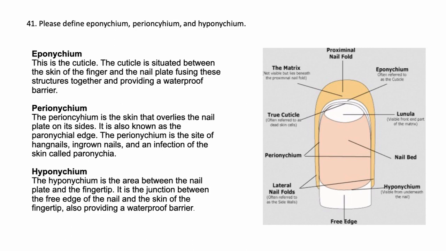Just some definitions that go along with studying nails, fingernails or toenails. An eponychium is the proper word for the cuticle. The perionychium is the skin along the sides of the nail plate. And the hyponychium is the skin underneath the free edge of the nail, which you may have clipped if you ever clipped your nails too short.